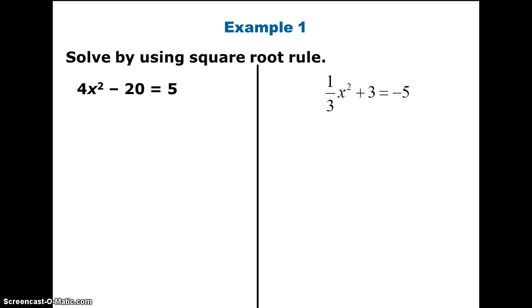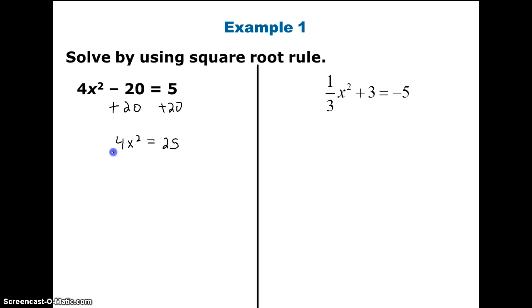Okay, let's try a few examples. Notice, first of all, that in the equation on the left side, we don't have the b term. We have a, which goes with the x squared. This number doesn't have a variable, and this one doesn't have a variable, so those are not the b terms. To solve, step number 1, you want to get the x squared by itself. This is using the square root rule, so get x squared by itself. Let's get rid of the number by doing the opposite. So this cancels, and we have 4x squared equals 25.